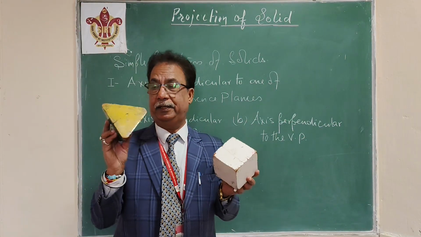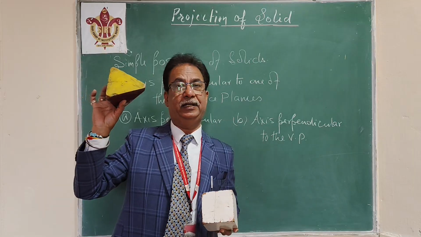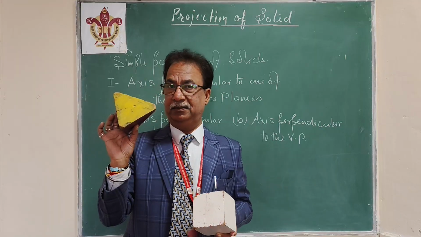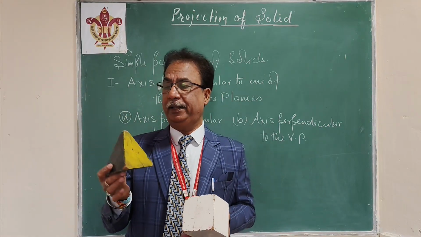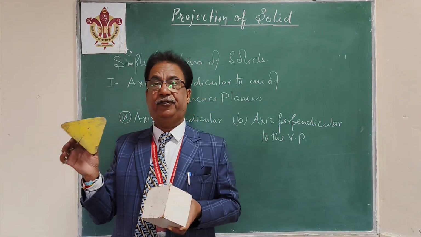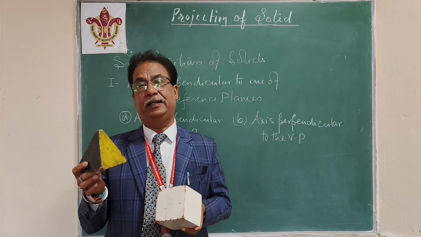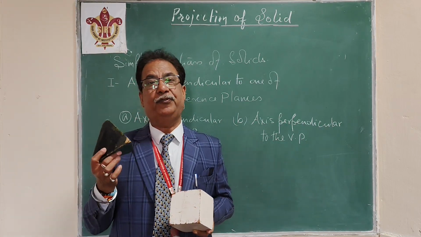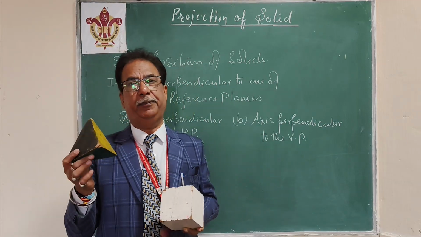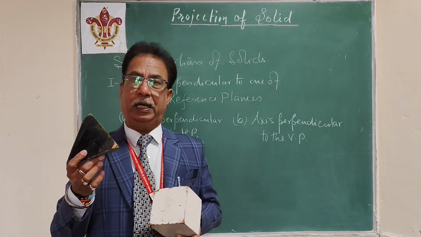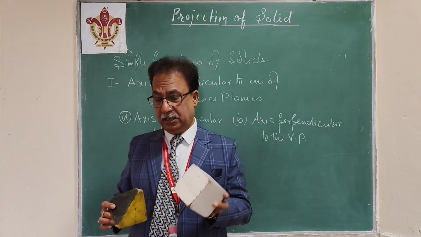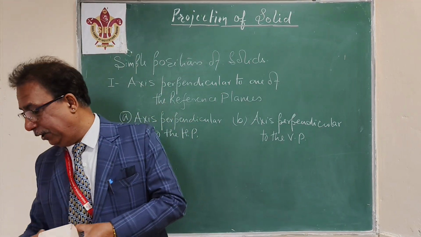I have two regular polyhedra with me. One is this tetrahedron, having 4 faces, and all the 4 faces are equilateral triangles. This is a very interesting solid. It looks like a pyramid, but it is not a pyramid, it is a tetrahedron. The difference between a triangular pyramid and a tetrahedron is that in the tetrahedron all the 4 faces are equilateral triangles. Instead, in a triangular pyramid, the base is an equilateral triangle, but the other faces are isosceles triangles. And this is a cube, which is also a regular polyhedron.